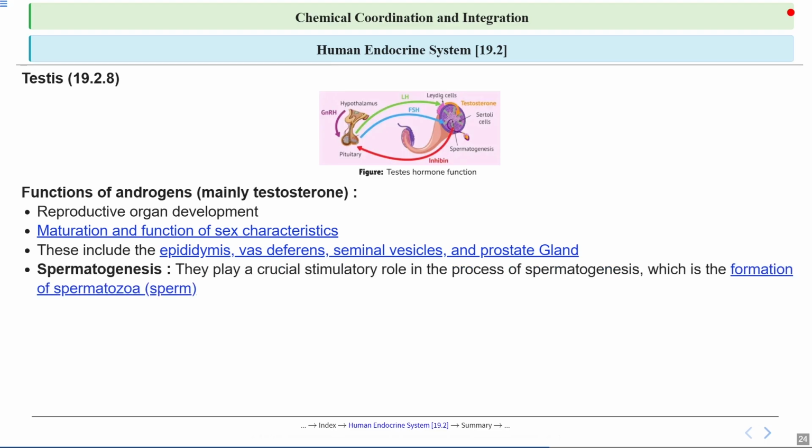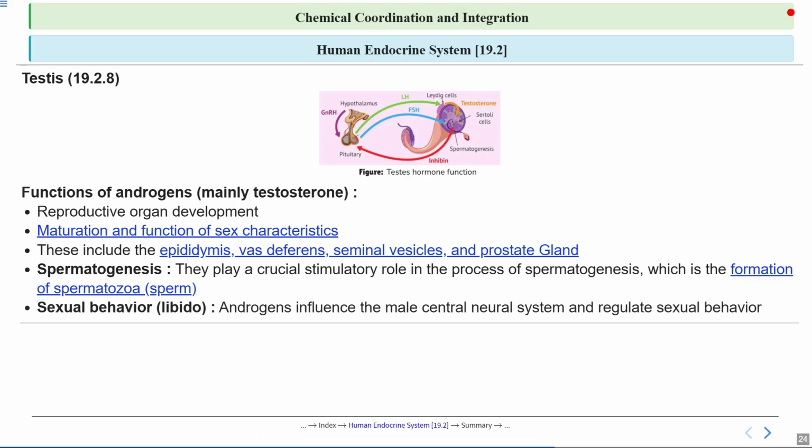Spermatogenesis, we know, is a biological process through which spermatozoa, or sperm, are released in the testes, and certain cells play a crucial, stimulatory role by helping in the regulation and support of the development of the sperm. They play a crucial role in the process of spermatogenesis, which is the formation of spermatozoa.